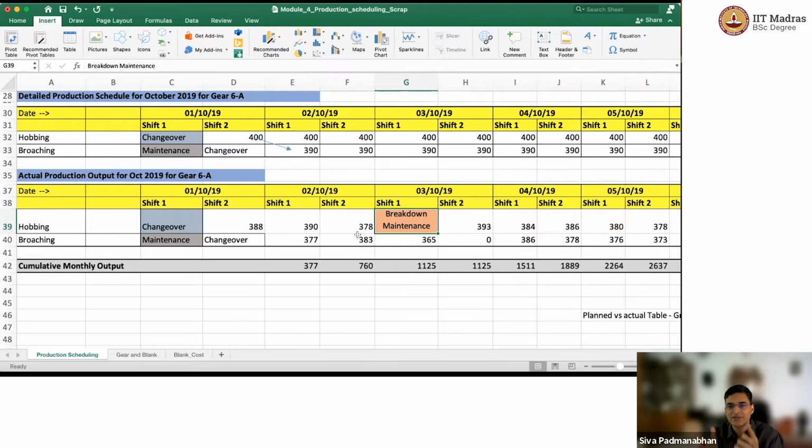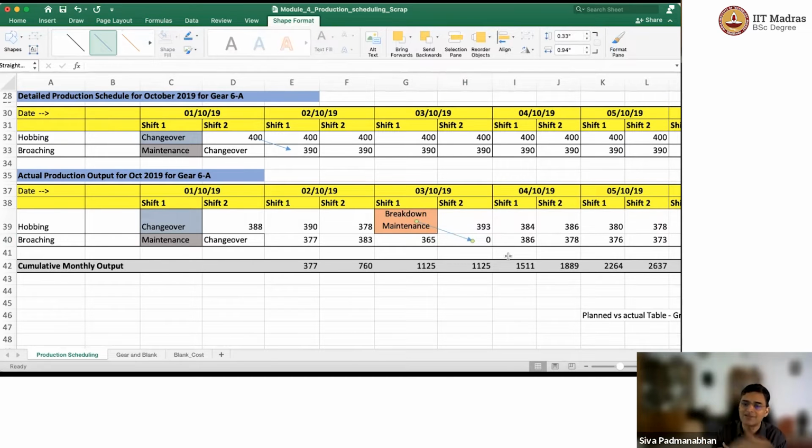And when that maintenance happens, in a very simple way I've shown here that the entire shift production is lost. So I wanted to make 400, but I didn't make anything. There's zero production. On the 3rd of October, first shift in the hobbing machine, there was a breakdown and there was no production. And you see the impact further down. On the same day on the second shift, in the broaching, I plan to make 390, but I'm making 0 because there are no hobbed parts coming to my broaching area at all because of the breakdown maintenance. So you see how breakdown maintenance disrupts further in the production chain, right? Because of that sort of thing happening. So you see the actual quantities, yeah.